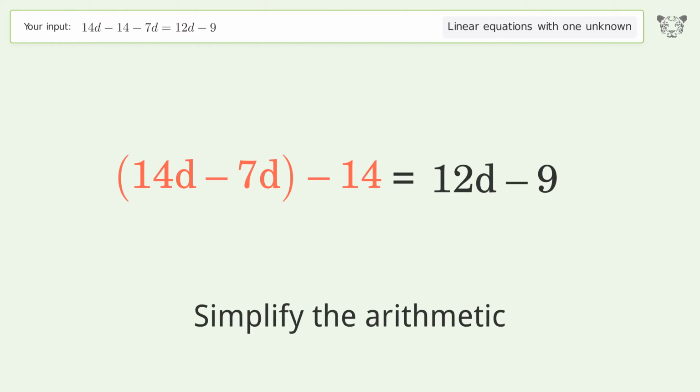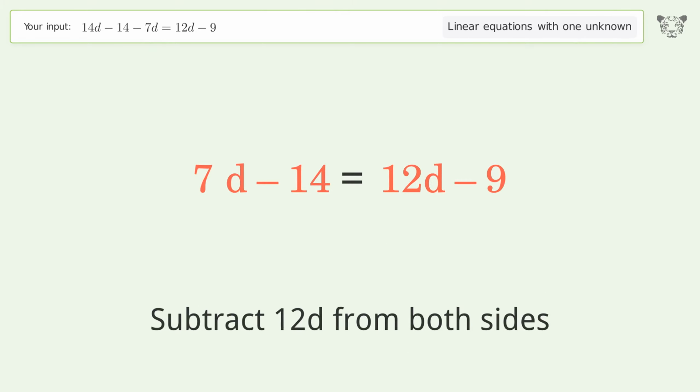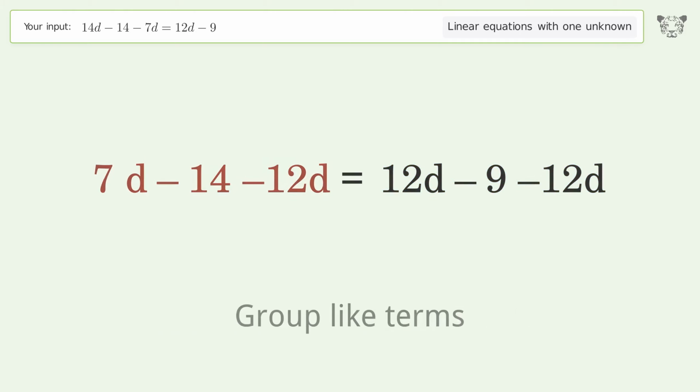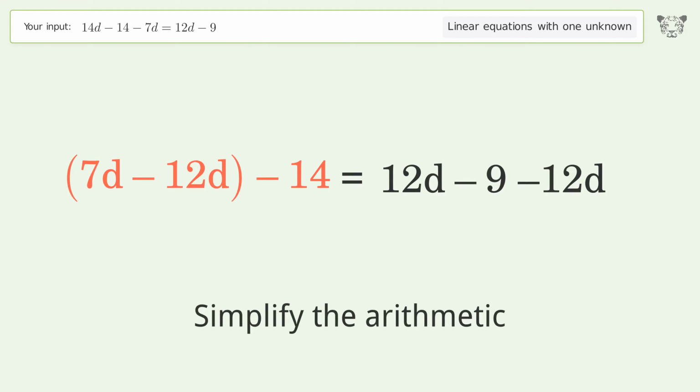Simplify the arithmetic. Group all d terms on the left side of the equation. Subtract 12d from both sides. Group like terms. Simplify the arithmetic.